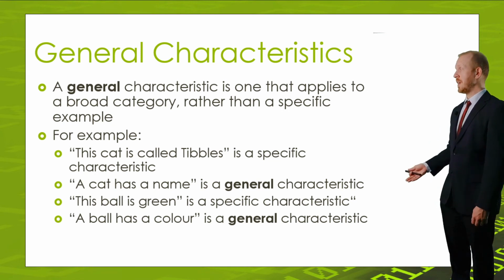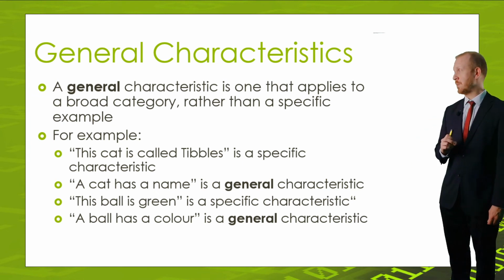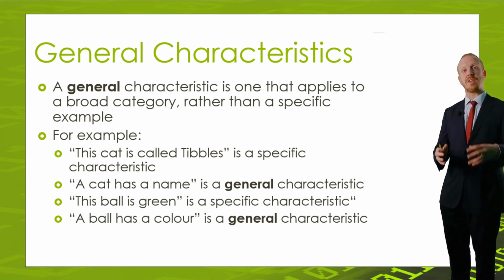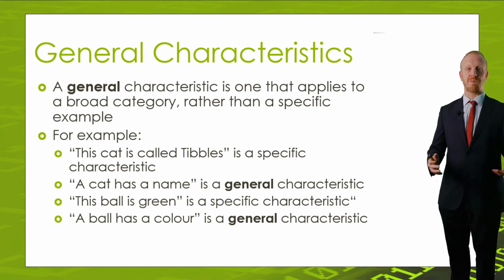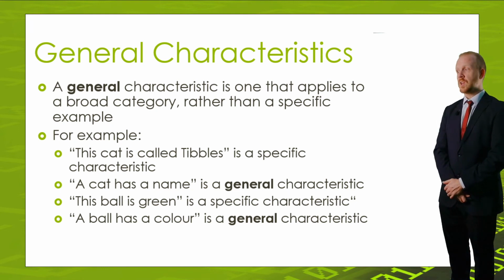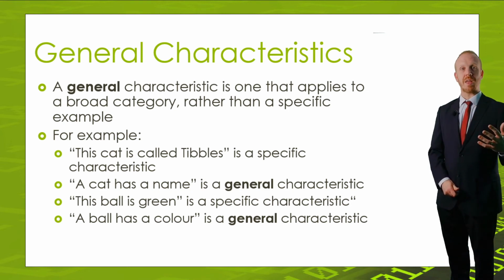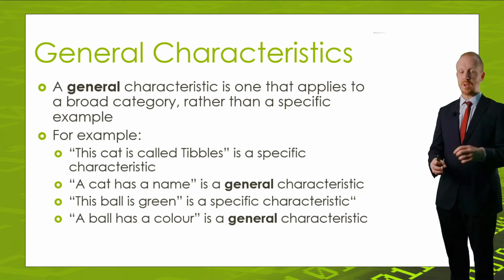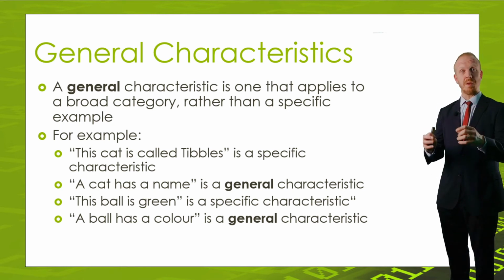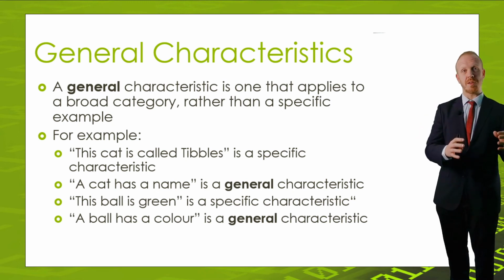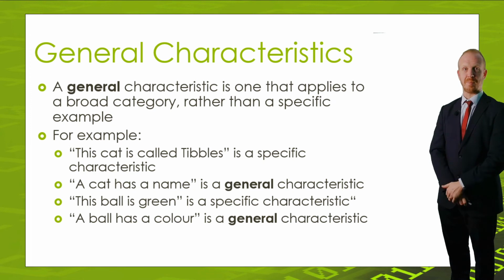This ball is green is a specific characteristic, but just to say a ball has a colour is a general characteristic. So if we are making a model of something in computer science, we tend to make a model of the general case. We make a ball that can be assigned a colour. We don't make a specific ball that is blue. We make a ball that has a colour. We make a cat that can be assigned a name.